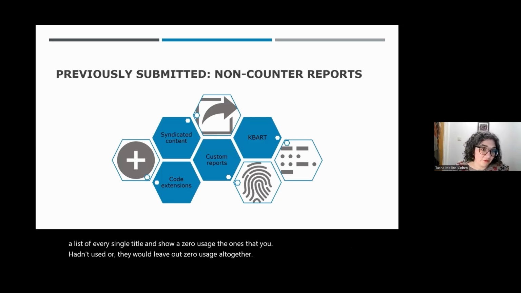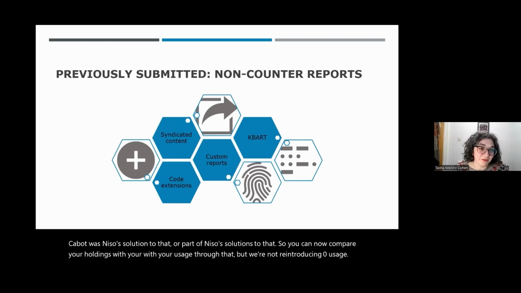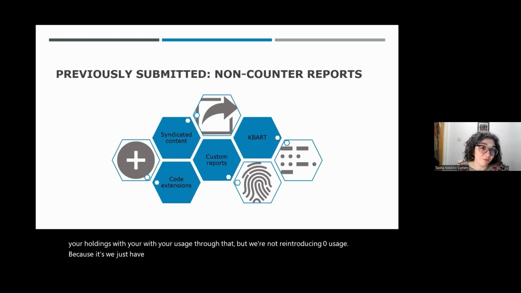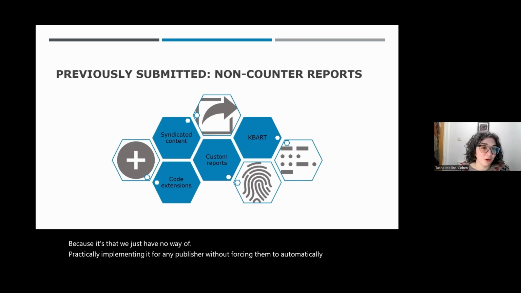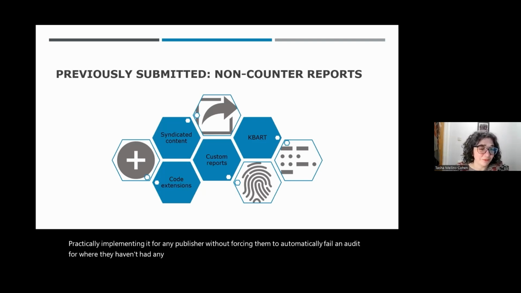KBART was NISO's solution to that, or part of NISO's solutions to that. So you can now compare your holdings with your usage through that, but we're not reintroducing zero usage because we just have no way of practically implementing it for any publisher without forcing them to automatically fail an audit for where they haven't had any usage. Am I making any sense?